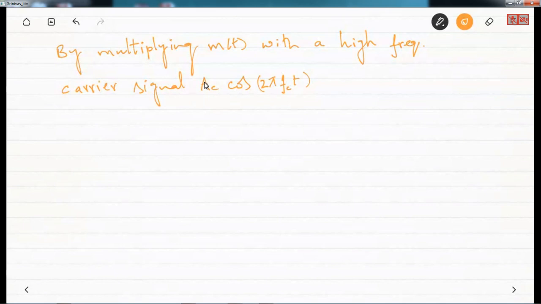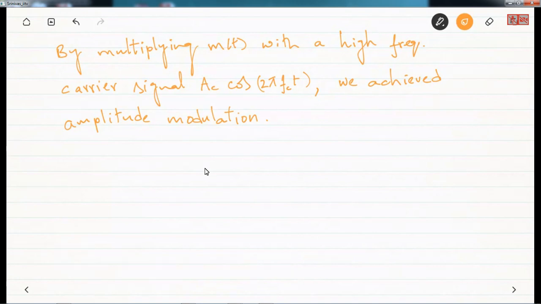So by multiplying m of t with a high frequency carrier signal AC cos 2 pi fct, we achieved amplitude modulation. Why did I say amplitude modulation? Because the amplitude of this high frequency signal is getting varied in accordance with m of t.